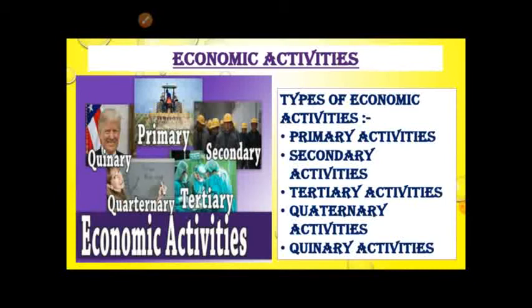Tertiary activities. Activities which by themselves do not produce goods but support the process of production are called tertiary activities. For example, transport, communication, banking, storage, and trade. Quaternary activities. The activities related to research and development as well as knowledge are called quaternary activities. For example, services like consultation, education, and banking.